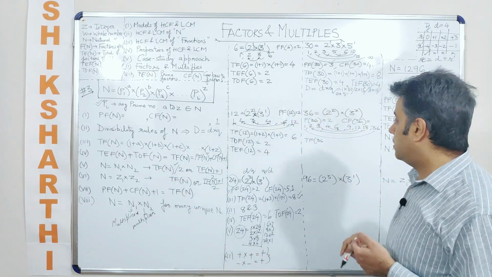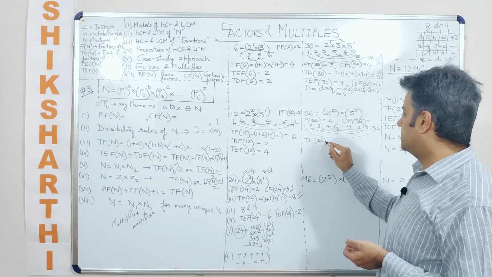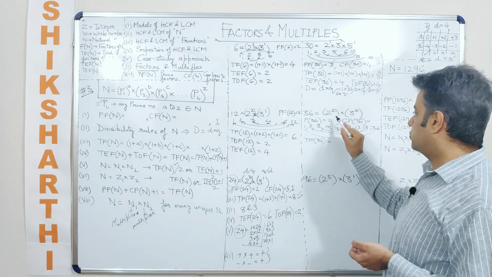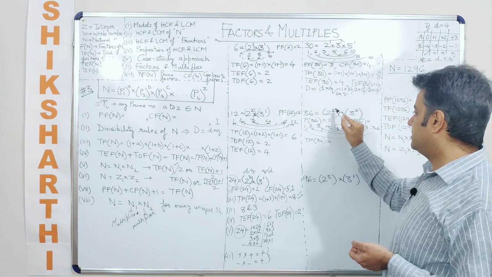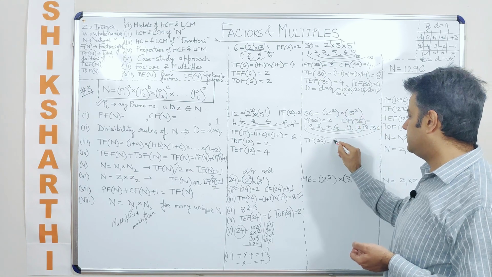Okay, so now if I were to find out the total number of factors of 36, what are the total number of factors of 36? 2 plus 1, 3, 2 plus 1, 3, 3 into 3, 9.